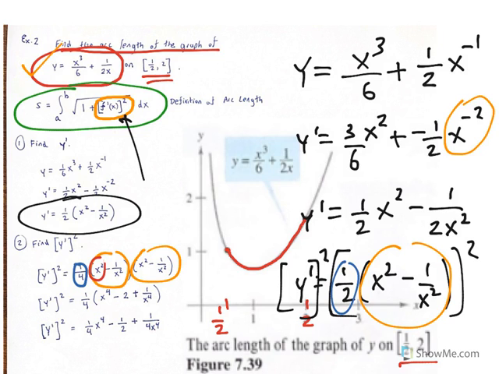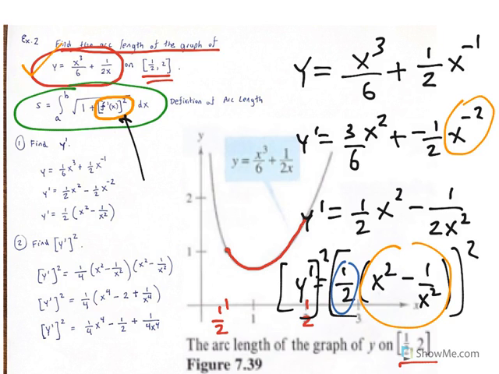You get x squared times x squared, which is x to the 4th. You get x squared times negative 1 over x squared, which is negative 1. And then you get x squared times negative 1 over x squared, which is negative 1. Negative 1 plus negative 1 is negative 2. And then you have negative 1 over x squared times negative 1 over x squared, which is positive 1 over x to the 4th. So that's how you get that particular line there.